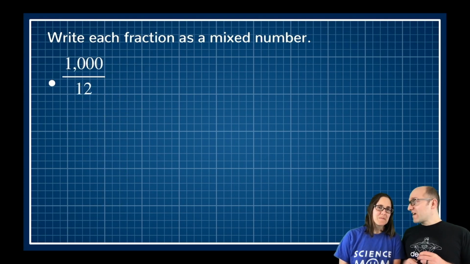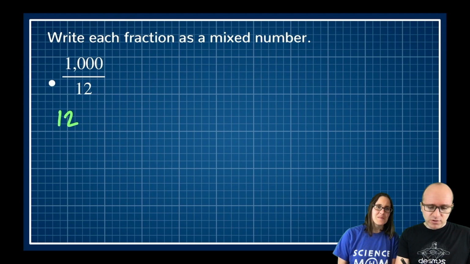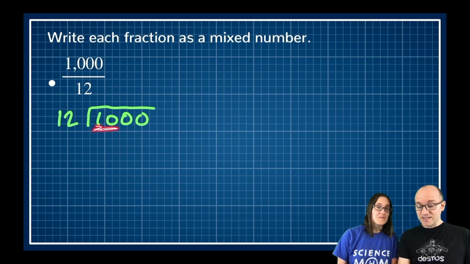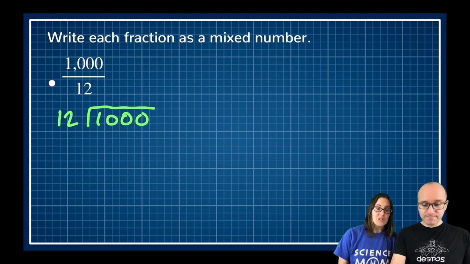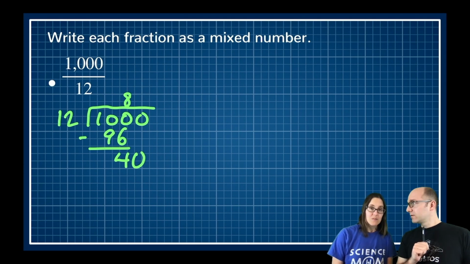Okay, 1,000 divided by 12. So this is a review in long division. So 12 is going to go into 1,000. Well, 12 doesn't go into 1. 12 doesn't go into 10. So how many times does 12 go into 100? Let's see. 8 times 12? 8 times, yep. 8 times 12 is 96. Subtract, it's 4 left over, and we bring down 0.